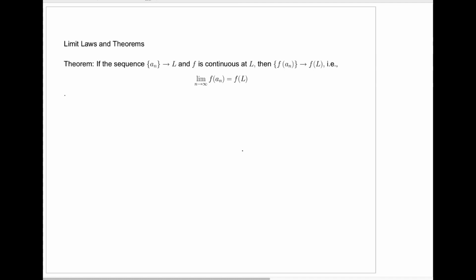Here's another theorem. If you have a sequence which you know converges to some number L, and you have a continuous function f, and here's a very, very important point, that f is a continuous function, or at least continuous at that one number L. If it's continuous everywhere, great, that will certainly be satisfied. Then if you look at a new sequence, f of a sub n, that will approach f of L. In other words, the limit of f of a sub n is just f of L.